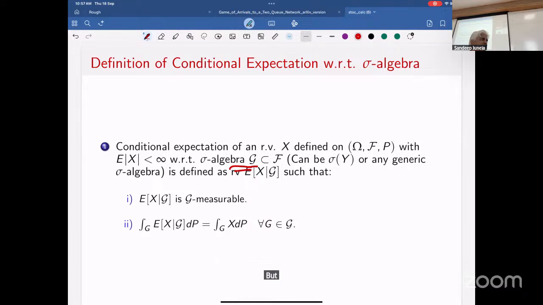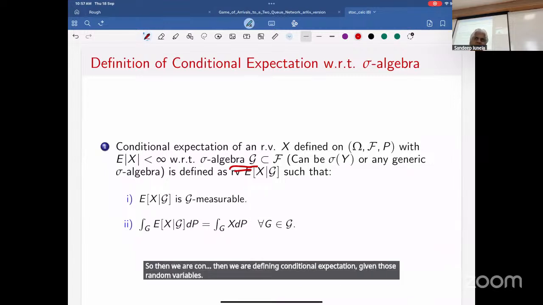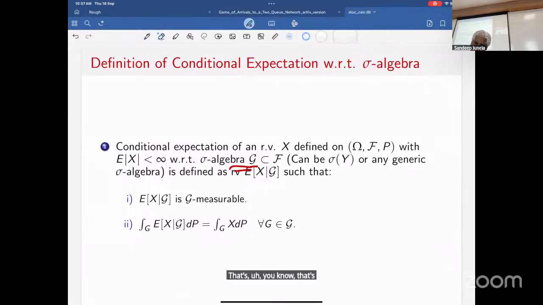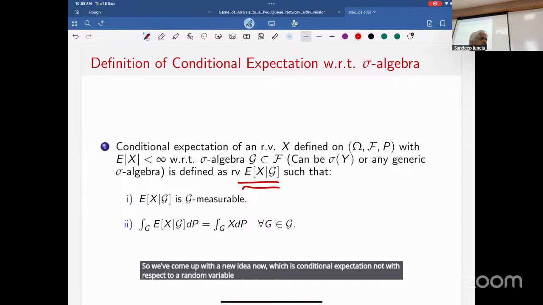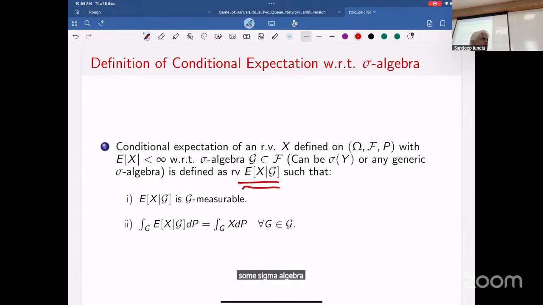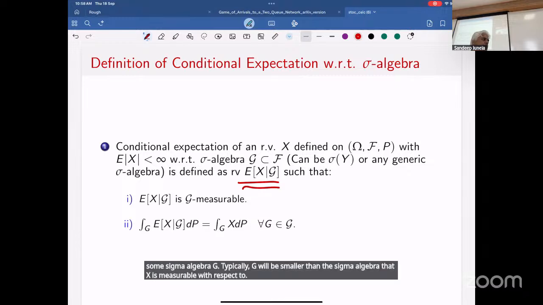But intuitively, whenever you condition on G, think of G as just the sigma algebra corresponding to random variables. Then we are defining conditional expectation given those random variables. That's a pretty good way to think about this to begin with. So it's defined as follows. We've come up with a new idea now, which is conditional expectation not with respect to a random variable, but with respect to some sigma algebra G. Typically, G will be smaller than the sigma algebra that X is measurable with respect to.